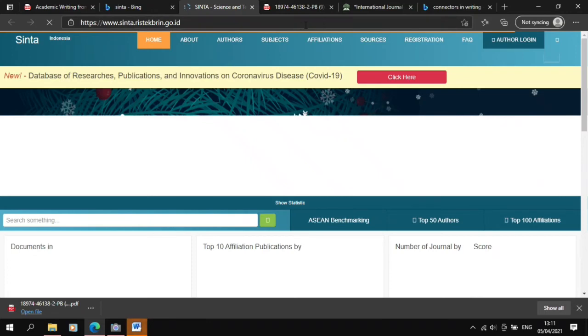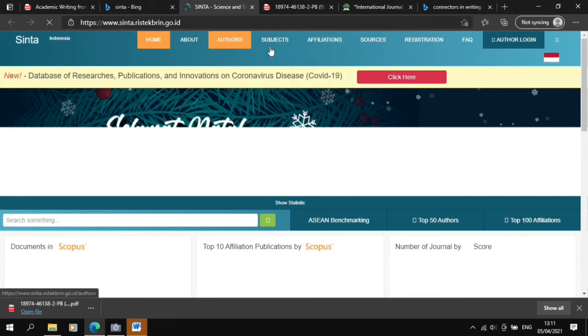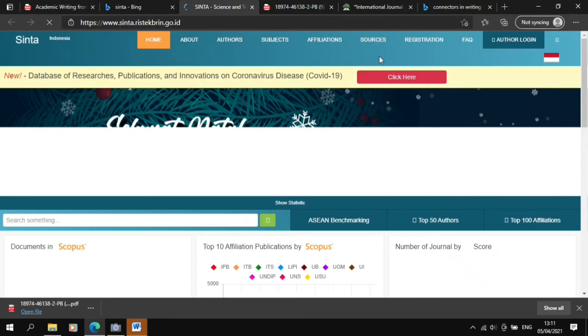Nah, jadi nanti muncul seperti ini. Kalau kalian mau nyari universitas, tinggal ketik affiliation. Kalau mau nyari penulis, tinggal ketik authors. Tapi kita, karena mau lihat jurnal, jadi kliknya yang source. Ketik source, lalu pilih yang journals. Ya, ini adalah jurnal-jurnal, buku-buku, peneliti-peneliti yang sudah diakreditasi lah gitu ya, yang udah terdata oleh si Sinta. Jadi tinggal diklik journals.